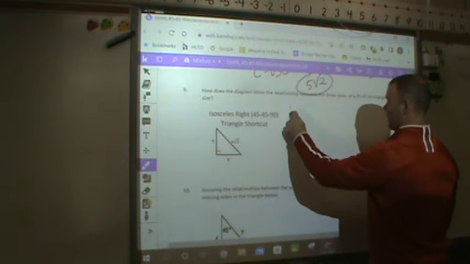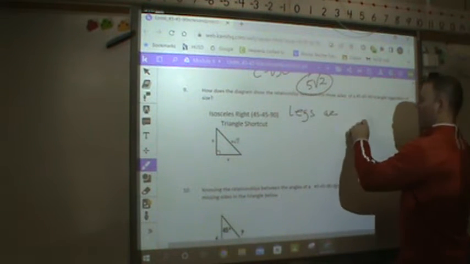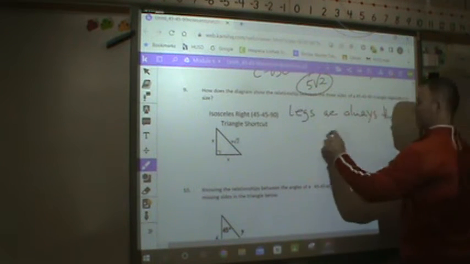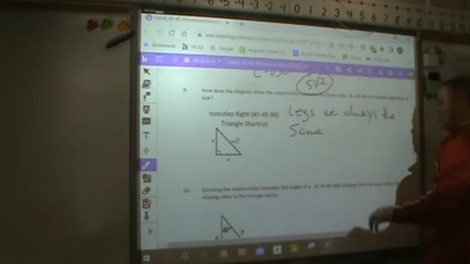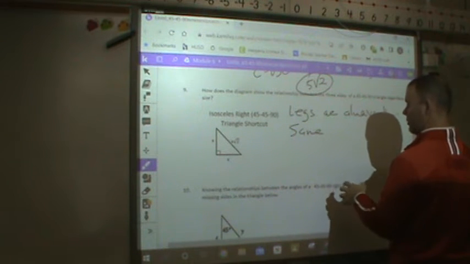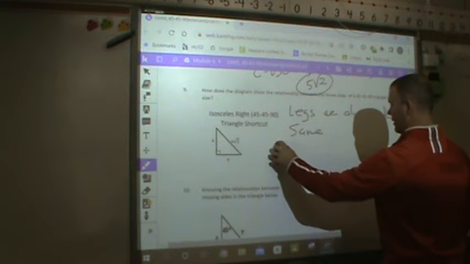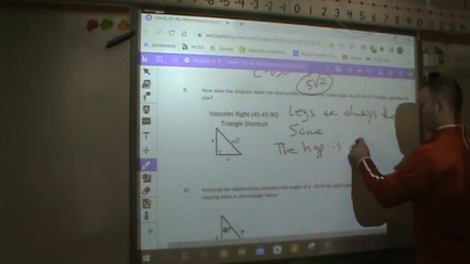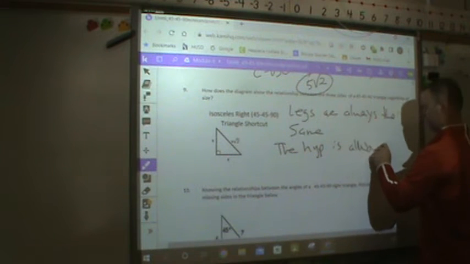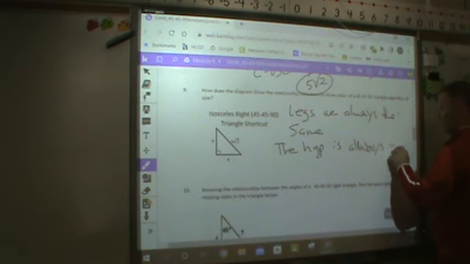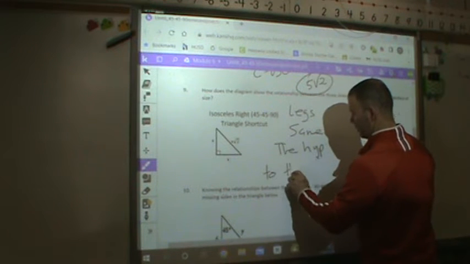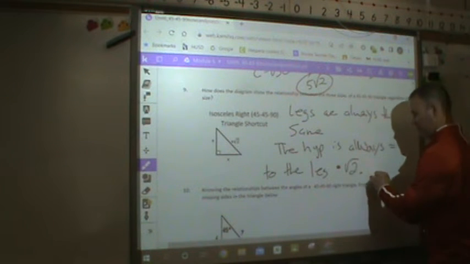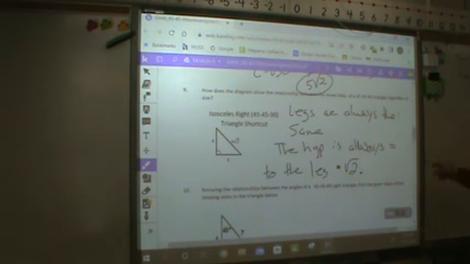The legs are always the same. And I know I'm doing this real fast, but you can listen to what I'm saying. The legs are the same. You can pause if you need to. The hypotenuse is always equal to the leg times rad 2. It's always that same way.